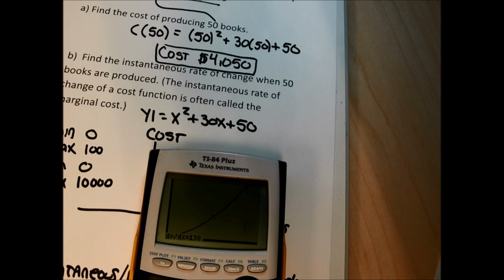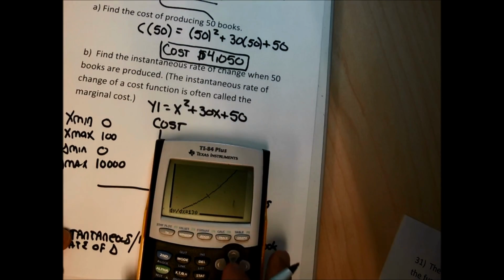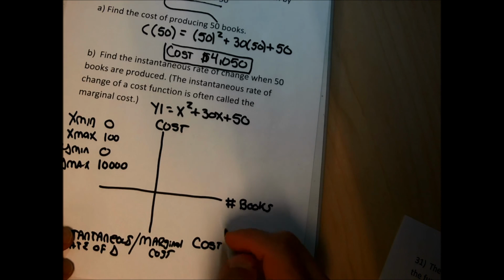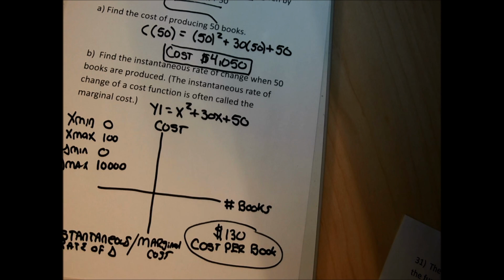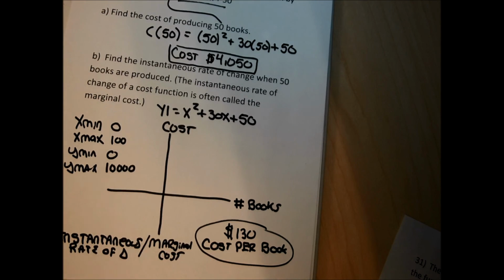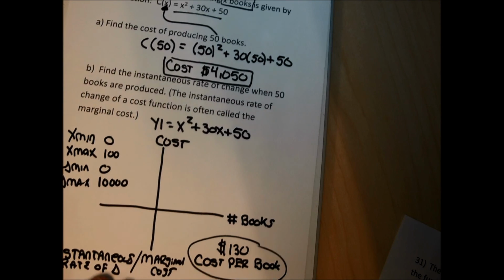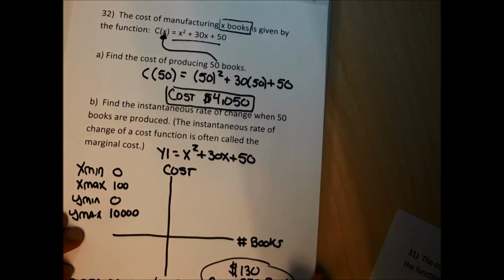So it has to be a pretty expensive book, maybe a textbook where they're paying the author a huge royalty. So the answer to this question, the instantaneous rate of change at 50 books, is $130 cost per book, or $130 per book without the word cost. You don't need the word cost, but because it's a cost function, it's not such a bad idea to have it there. All right, so that's everything for problem 32.